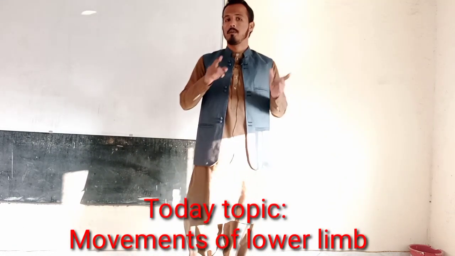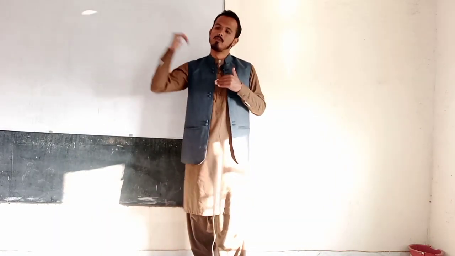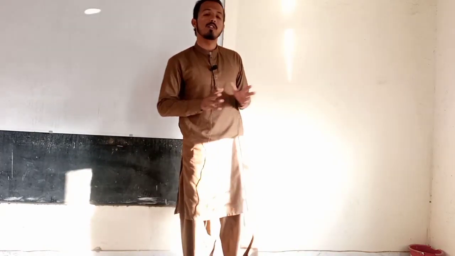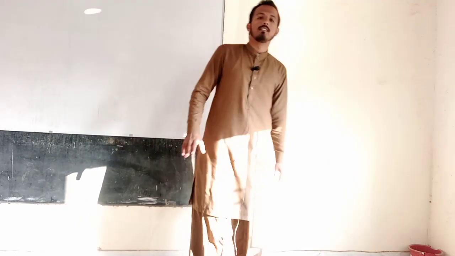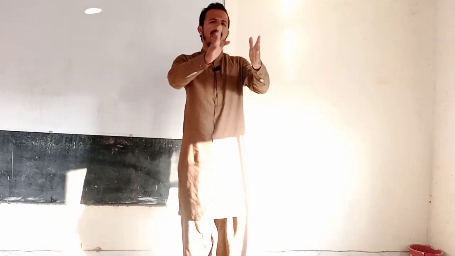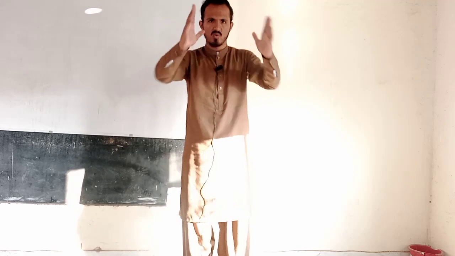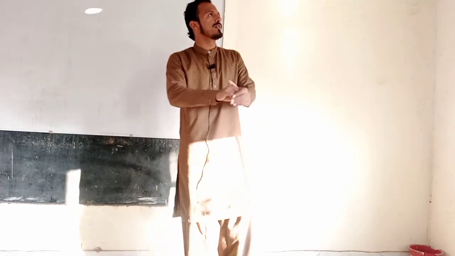Today we discuss lower limb joint movements, because in the last video we discussed upper limb joint movements. Today we discuss lower limb joint movements, in which we discuss the hip joint, knee joint and ankle joint. So, first, movements of the hip joint. The movements are flexion, extension, abduction, adduction, medial rotation and external rotation.